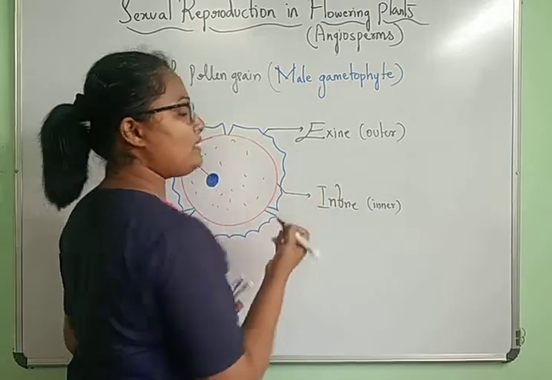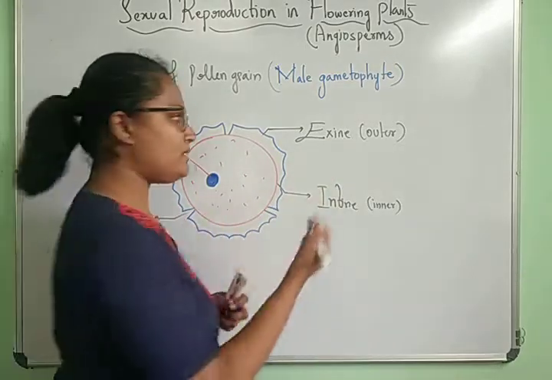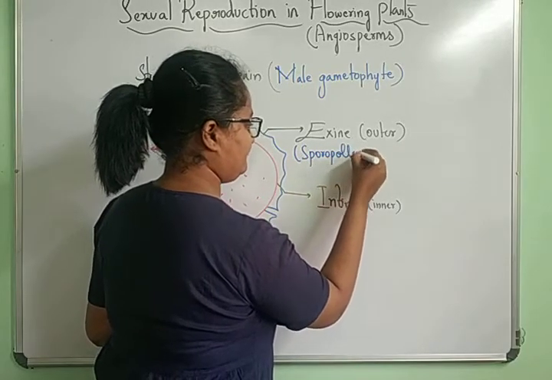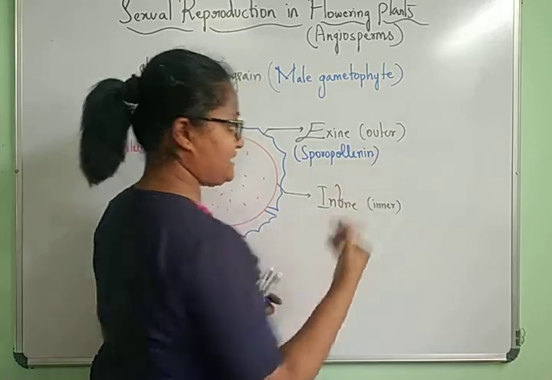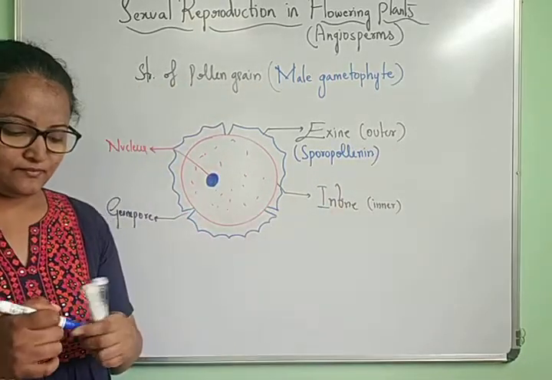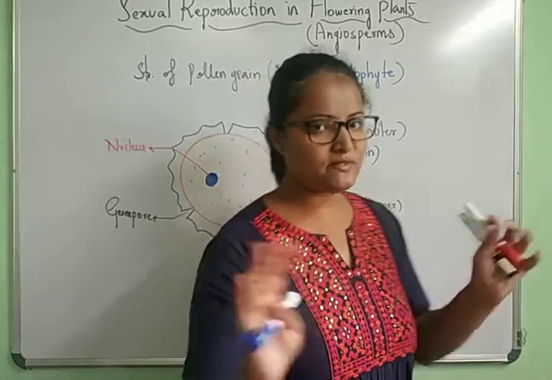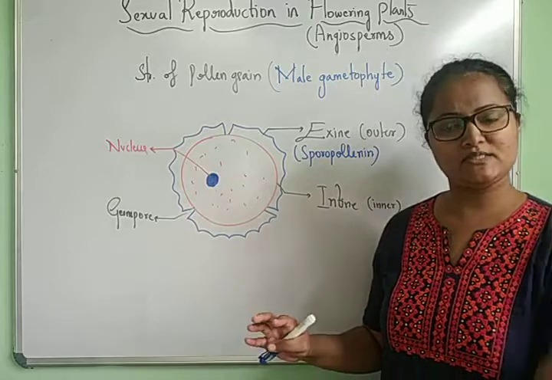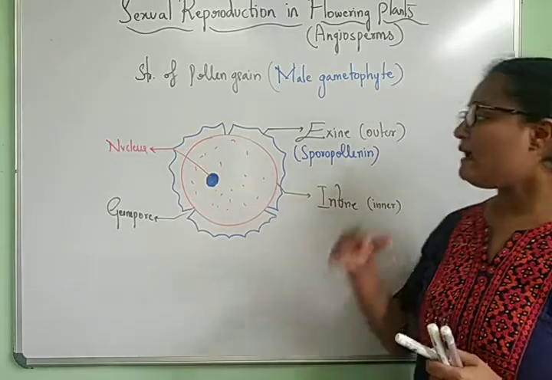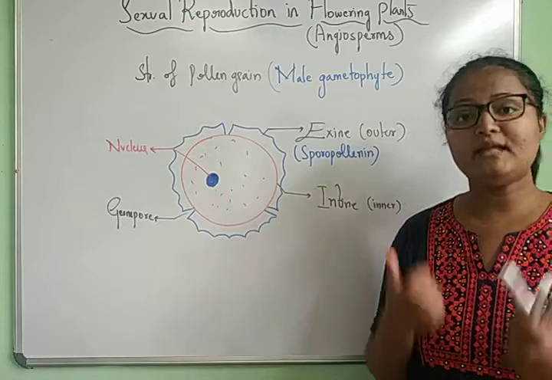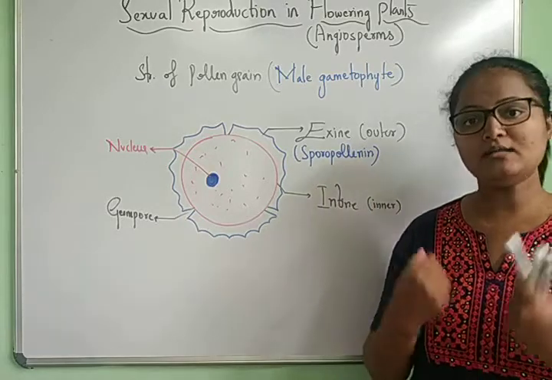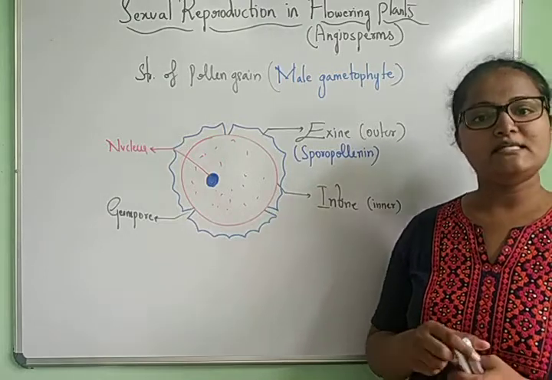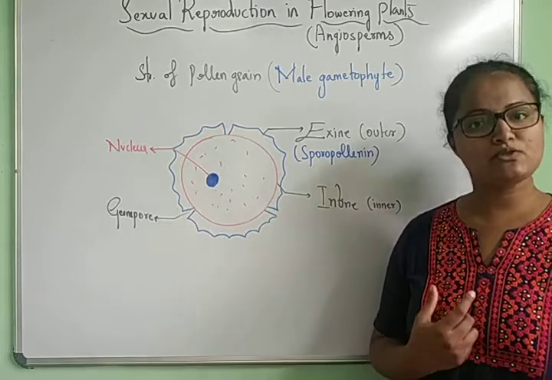This exine wall is made up of a chemical called sporopollenin, which is very hard in nature and doesn't react with any acids or enzymes or organic materials present outside in the environment. Hence sporopollenin is the harder compound, and that is the composition of exine. Why? Because sometimes the pollen grains are exposed to the environment.